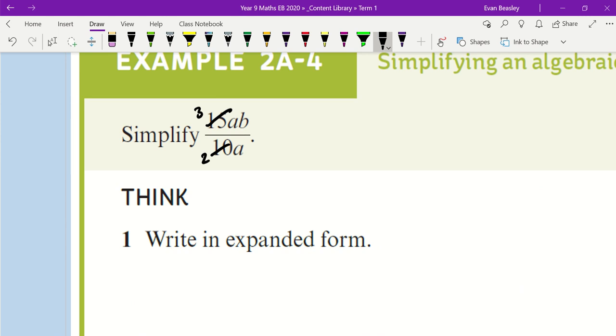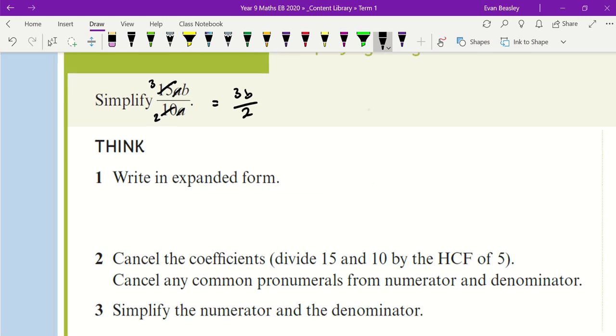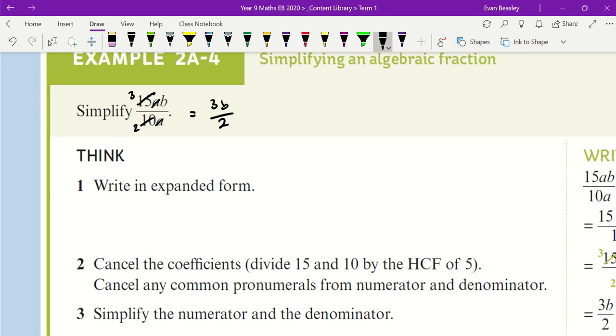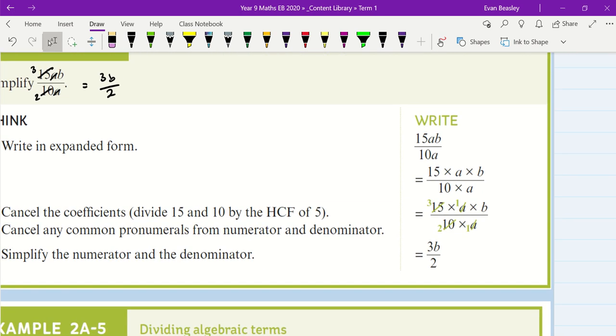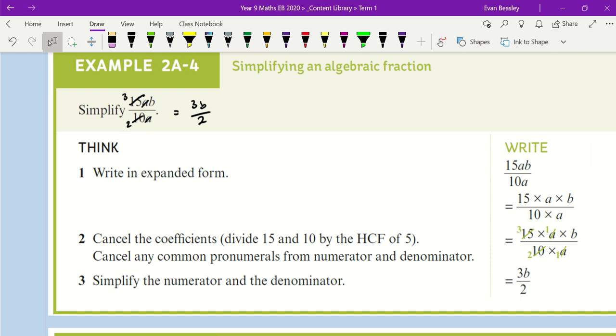The next thing we can do is we'll say a divided by a is 1 and a divided by a is 1. So we now have 3b over 2. So remember, any number divided by itself is 1, and therefore we can just cancel that out. We can write this a couple of different ways, but we could, for example, say 3/2 of b as well.